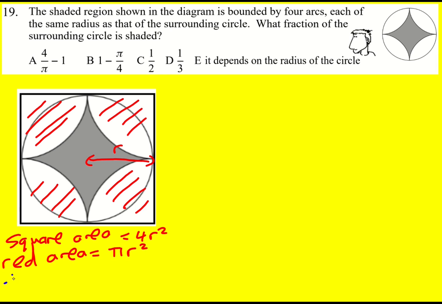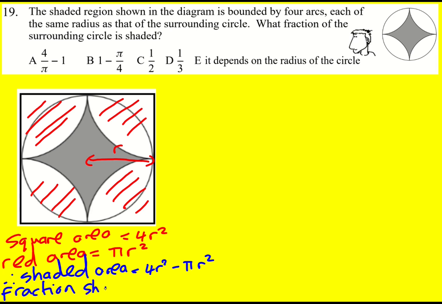And therefore, the shaded area will equal 4r squared minus pi r squared. So the fraction of the circle that's actually shaded is going to be this 4r squared minus pi r squared, and I'm going to divide by the area of the circle. Forget the square now, it's just there to help me get the shaded area. So I'm going to divide by pi r squared.